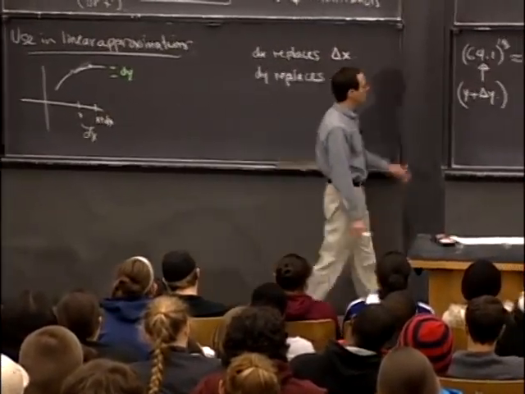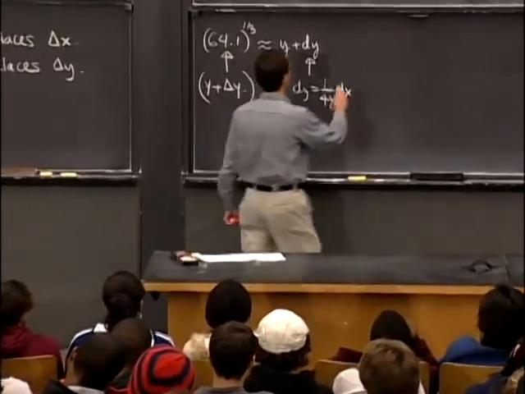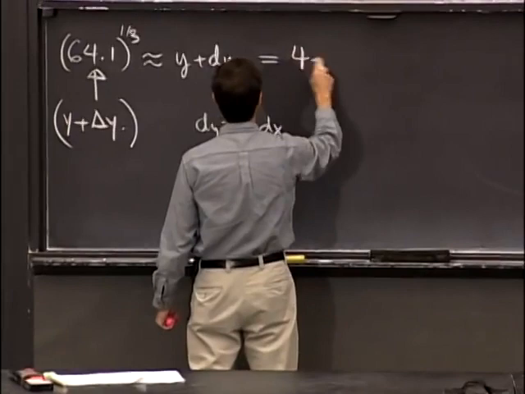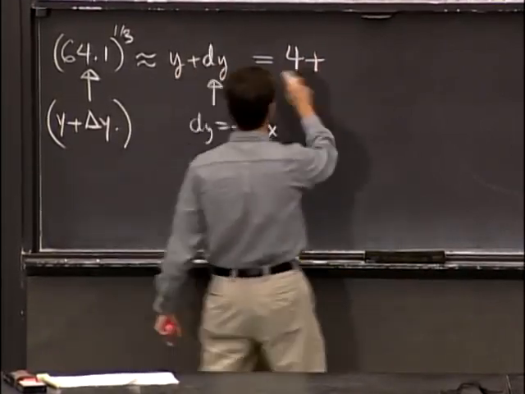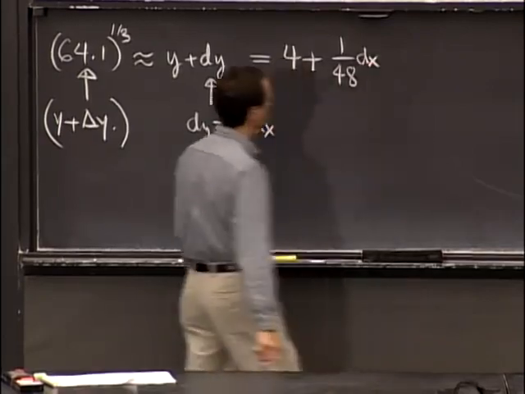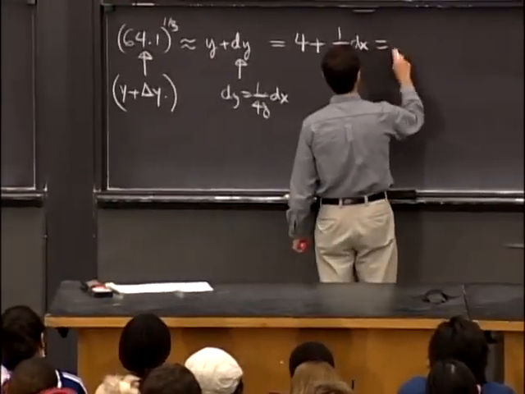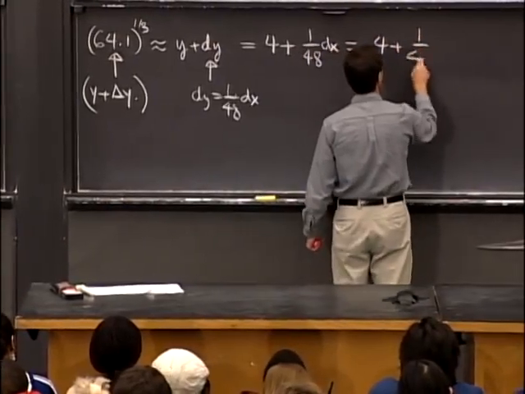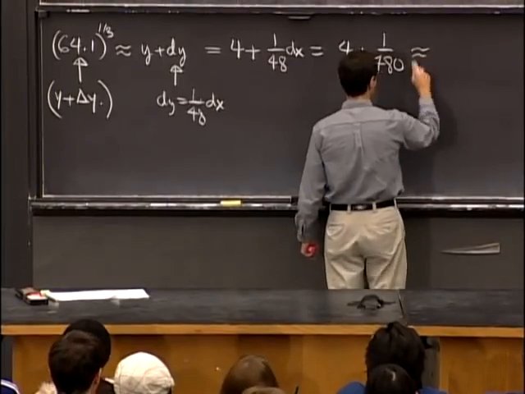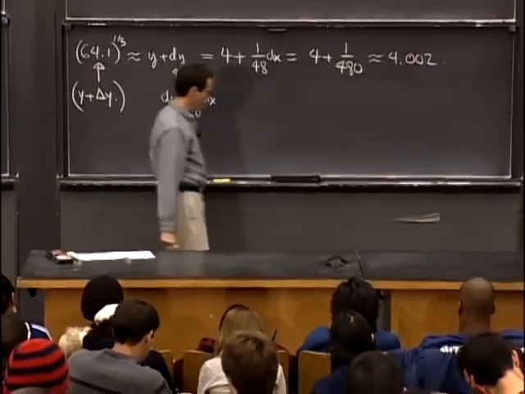All right, so this is the approximation, and now I can just calculate these numbers. y at this value is 4, and dy, as I said, is 1/48 dx. And that turns out to be 4 plus 1/480, because dx is a tenth. So that's approximately 4.002. And that's our approximation.